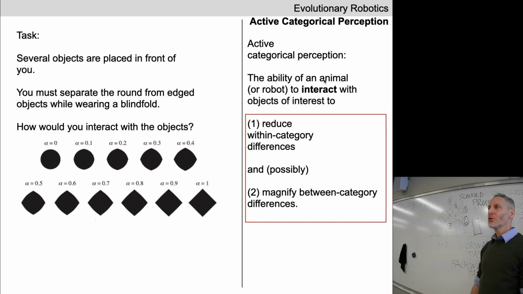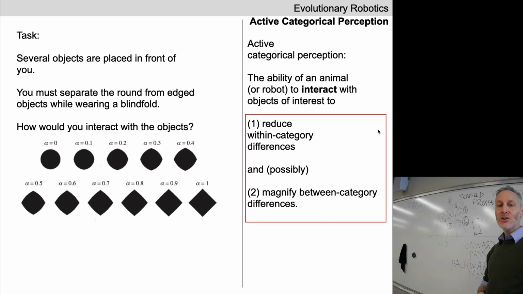Distinguishing between green and red fruits, you could do it, but maybe that's less relevant of a category than food or poison. That category, those categories and the distinction between them, matters much more for us than green versus red. So how do you interact with things to get the good categories to emerge?